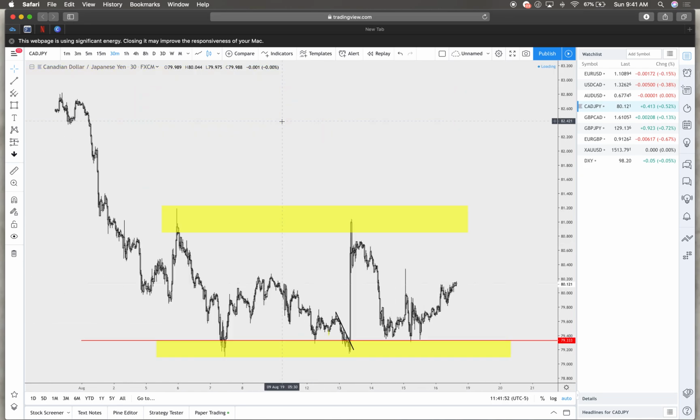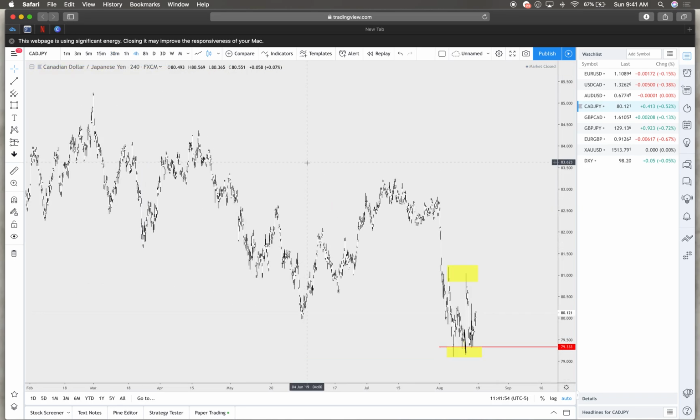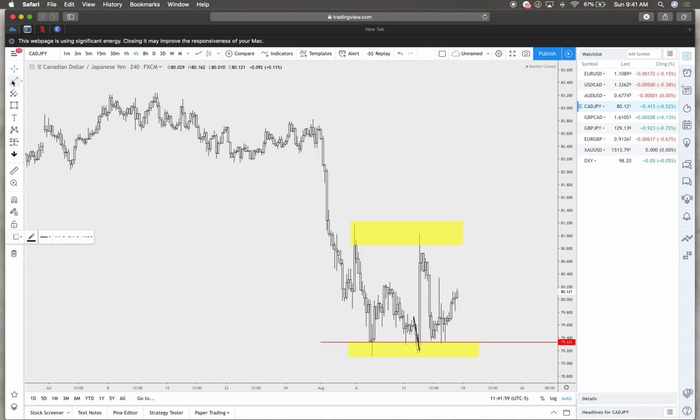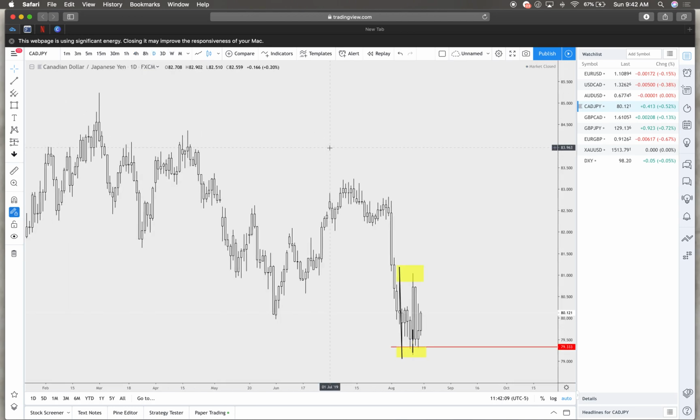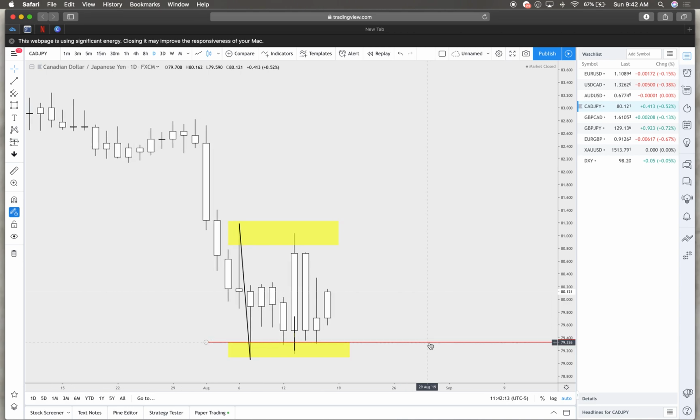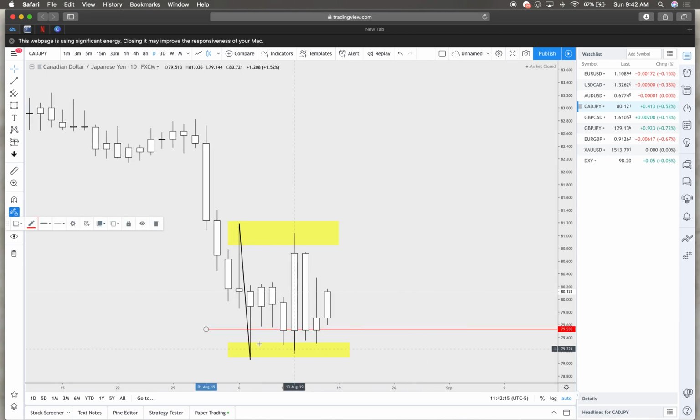CAD JPY. Now trading CAD JPY from my perspective, we're going to talk about another impulse again. There's those impulses everywhere. This impulse down, right? Let's go to the daily for a second. Need to make sure you guys see this. All of this area right here is daily support. All of this right here is daily support, right?